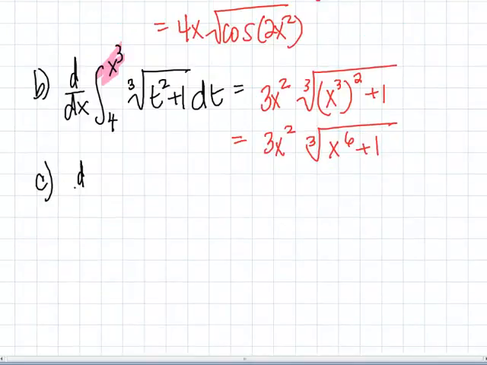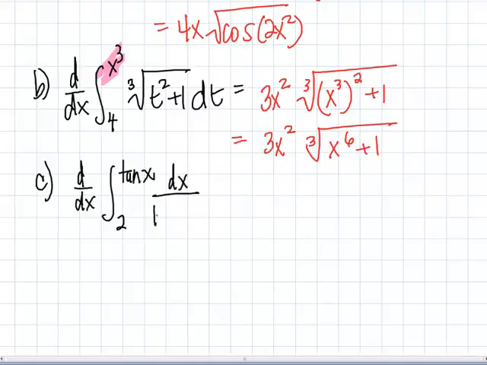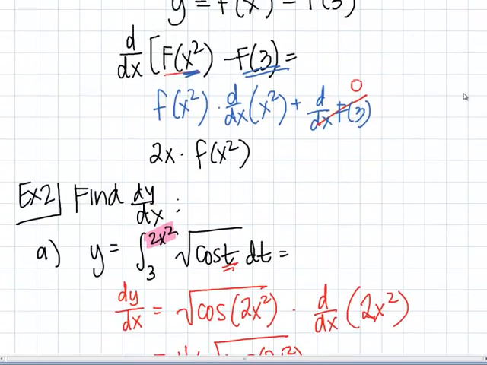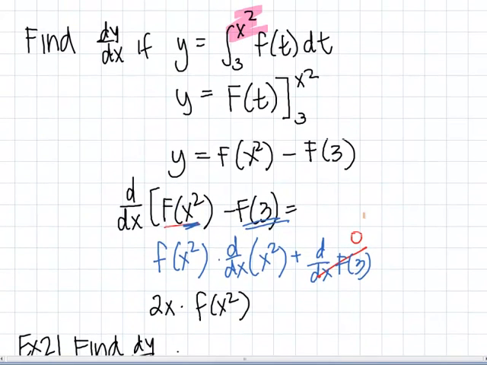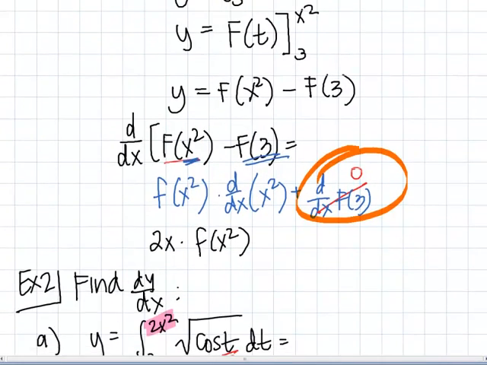How about we throw one with some trig in here? 2 to tan x. Now one thing I need you guys to notice is that the constant lower limit, we don't really care what it is as long as it's some number. It can be 2, it can be 4, it can be 5, it can be 100, it can be 1,000,000, no matter what, as long as it's a constant, it's going to be the same. And the reason for that is going all the way back to here. When you take the derivative of the constant, it is always 0.